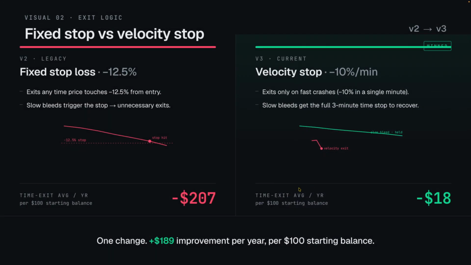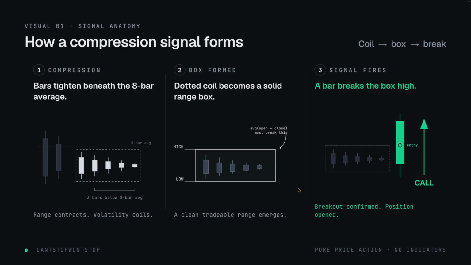Now, before we actually get into it, there's a few things that I want us to properly understand, right? The first thing is understanding how Can't Stop Won't Stop works and the signal anatomy, right? So how a compression signal forms, what we're looking for is 3 things.